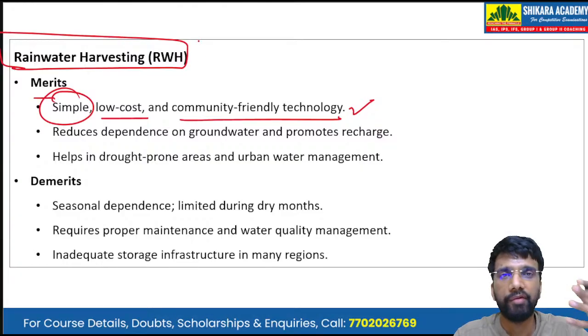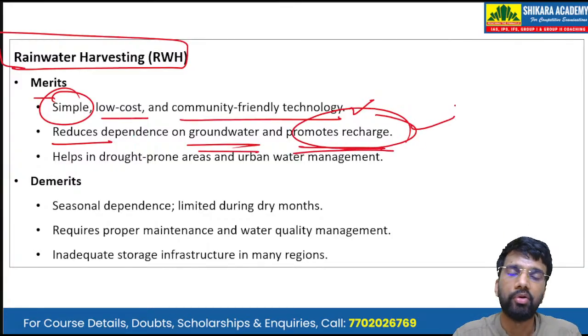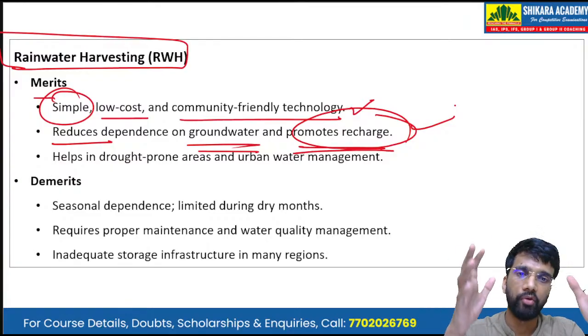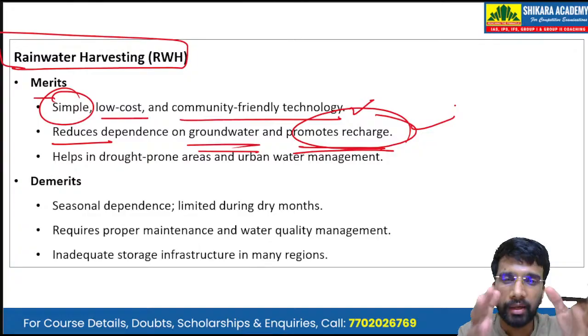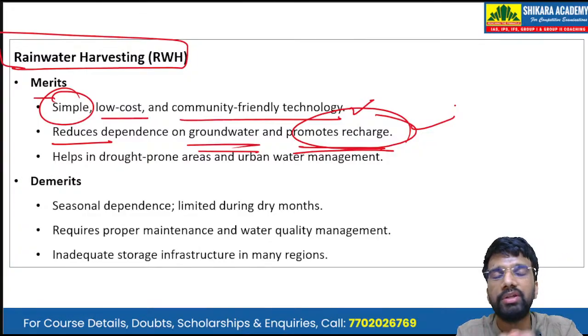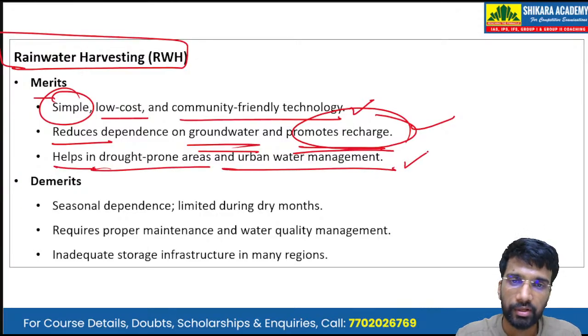Here we are harvesting the rainwater that is falling. It reduces dependence on groundwater and promotes groundwater recharge. So all the rain that is falling, we are harvesting it, and we are making the way for that rainwater to recharge the groundwater table. Then it helps in drought prone areas and urban water management.